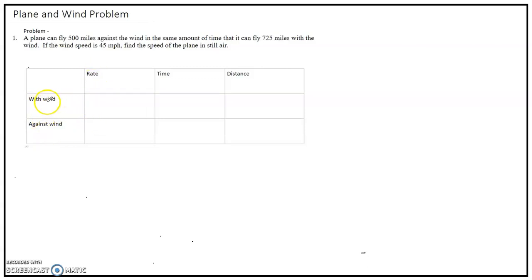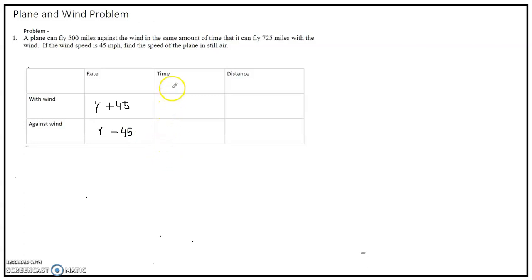For the rate with the wind, we know that the wind is helping the plane to fly faster, so it's adding onto the plane speed. That'll be rate of the plane plus 45. Against the wind, it's slowing the plane down, so it's a negative 45, rate minus 45.